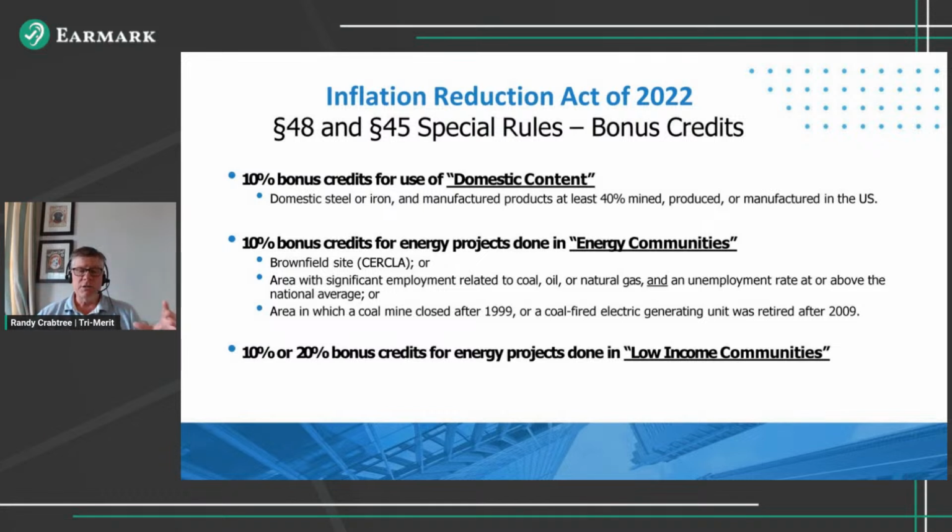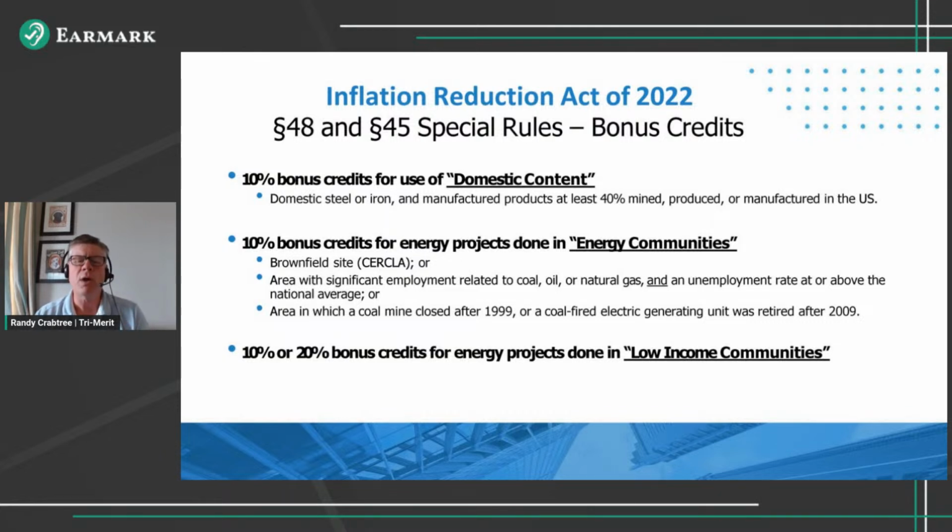We talked about the fact that there's a 6% credit that can get to 30% fairly easily. In my mind, a lot of our clients will get there. Now, how do we get even further than that? There's a bonus called the domestic content bonus. What this is saying is if we are using at least 40% of domestically produced products and materials, then we get a 10% bonus. So now all of a sudden our 30% credit went to a 40% credit.